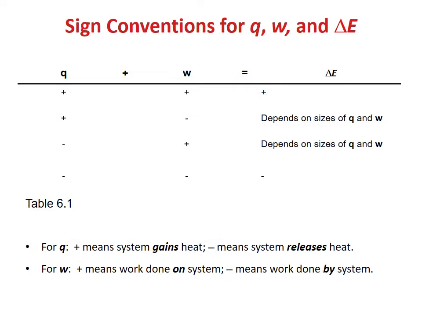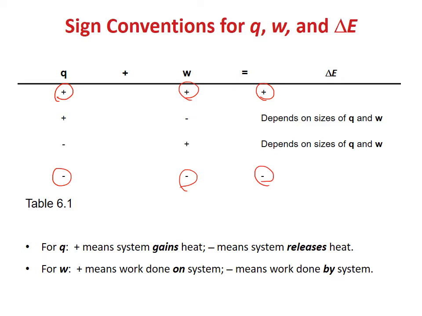Suppose the system absorbs heat from the surroundings, that gives you a positive Q. At the same time, the surroundings do work on the system, giving you a positive W. The combination of these two increases internal energy, giving you a positive delta E. On the other hand, if the system releases heat to the surroundings, that gives you a negative Q. At the same time, the system does work on the surroundings, giving you a negative W.